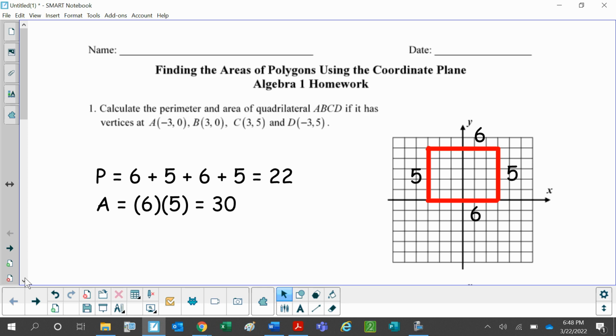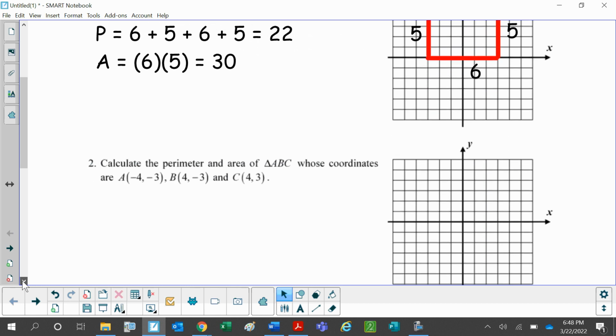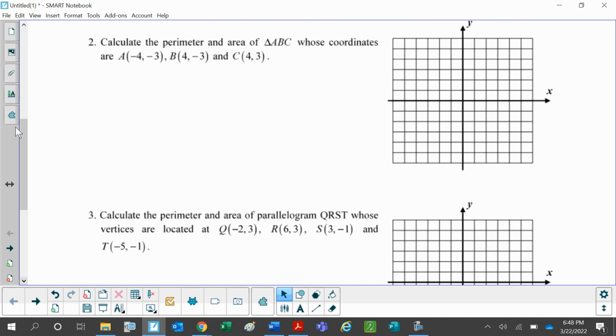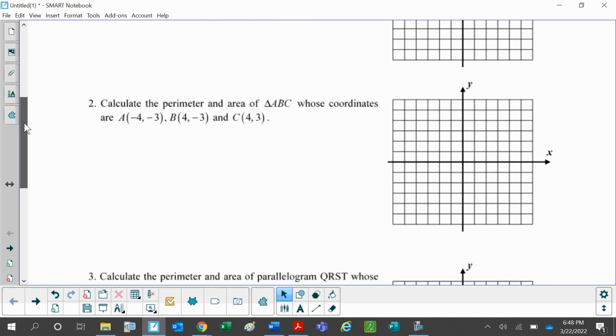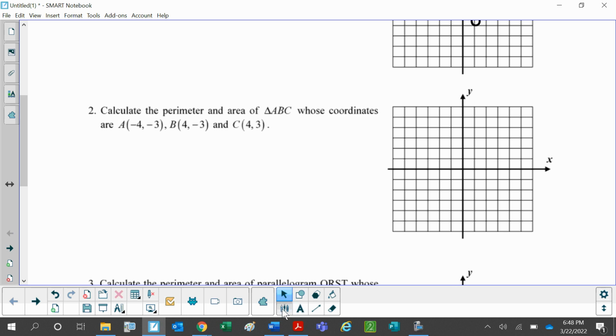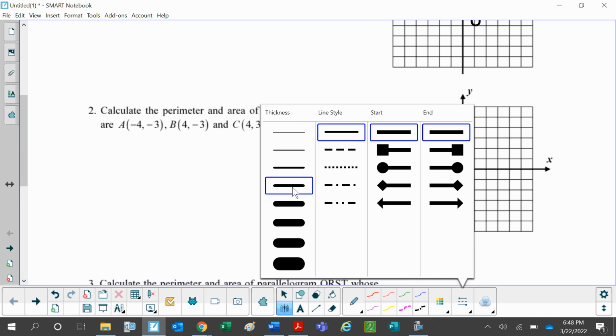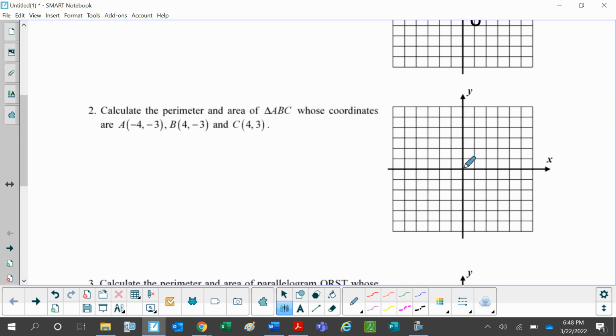All right, going down to our next problem here. We've got 3 sides. We've got a triangle going on, so let's just focus on that one. There we go. So again, let's draw it in. Let's use our blue color this time. Make it just a little thicker. Here we go. So we've got negative 4, negative 3 is right there. We've got positive 4 and a negative 3, which is right there. And then we have a positive 4 and a positive 3, which is right there.